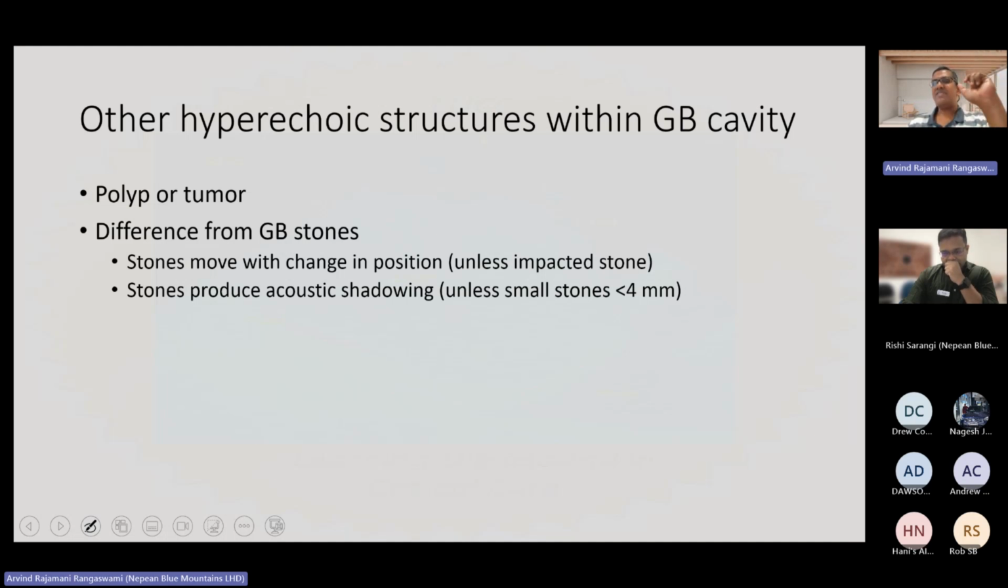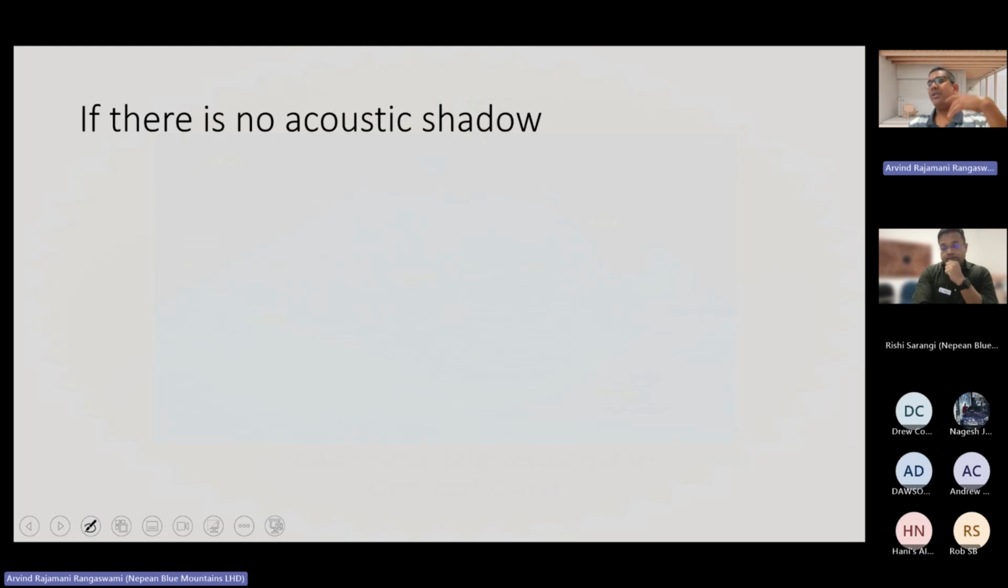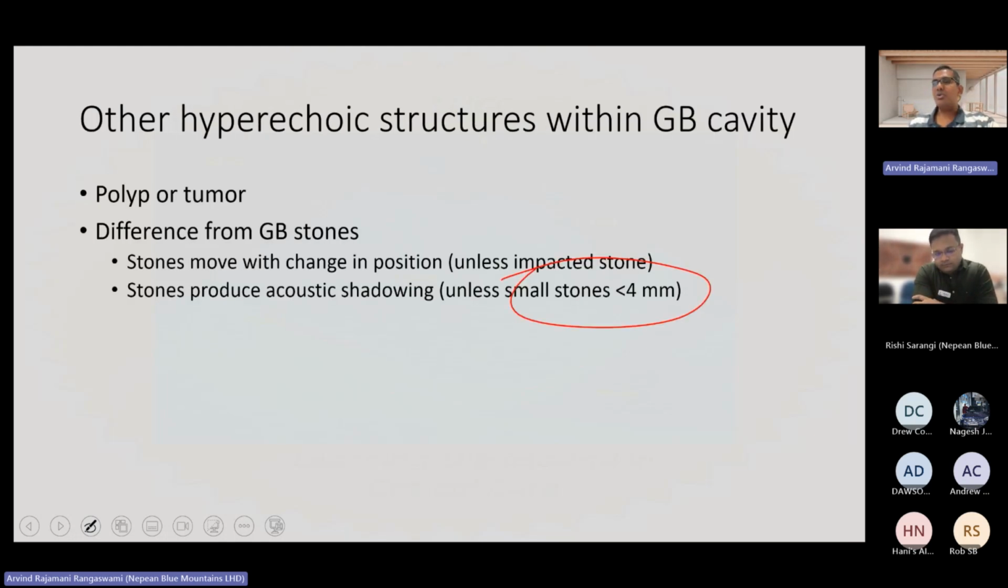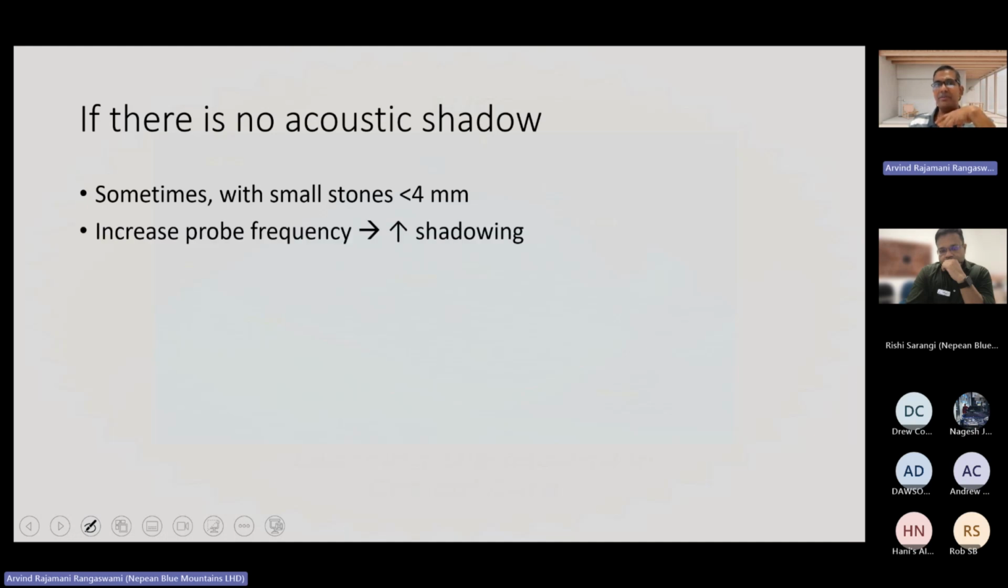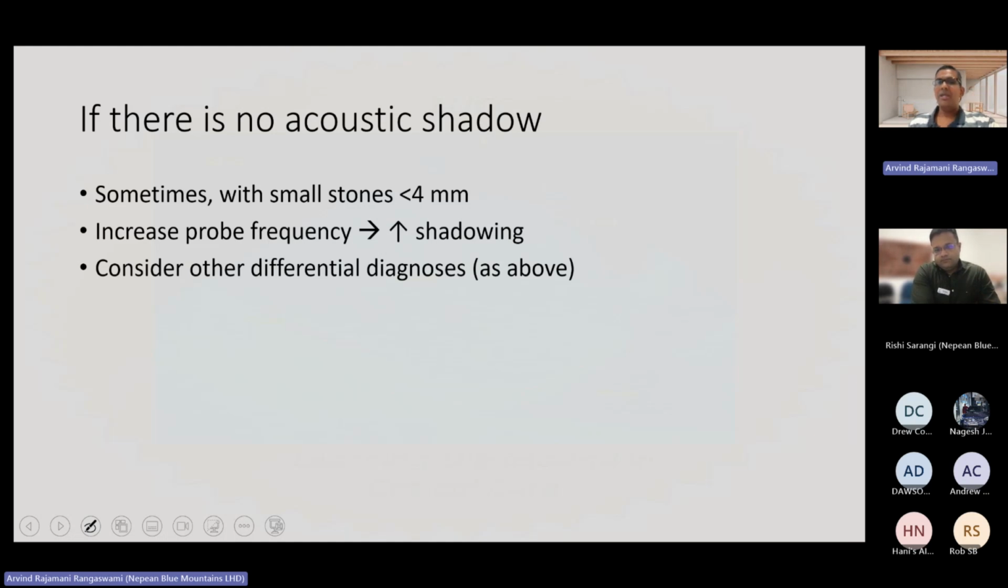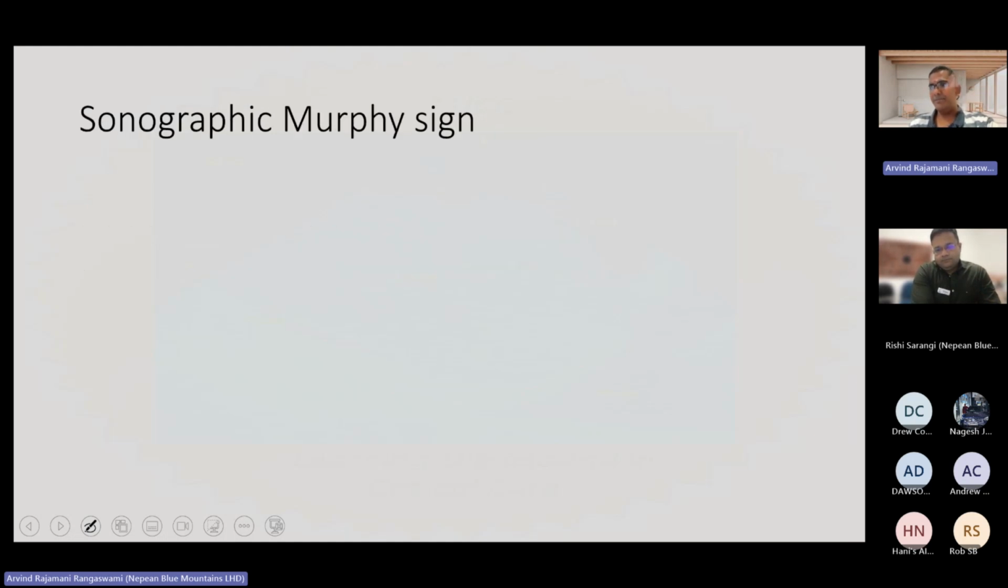Now, when you have small stones, acoustic shadows are going to be more difficult. Okay, so small stones, that's one of the fallacies with point of care ultrasound, is that often with our technology, with the probes that we have, we might end up missing extremely small stones. Okay, what do you do if you find something but there's no acoustic shadowing? Okay, as I said, stones less than 4 millimeters. What you can do is you can increase the frequency of the probe and that will increase the acoustic artifacts, okay, including the shadowing. And then, of course, we talked about the other differentials, which is the polyps, etc. Okay. Any questions?